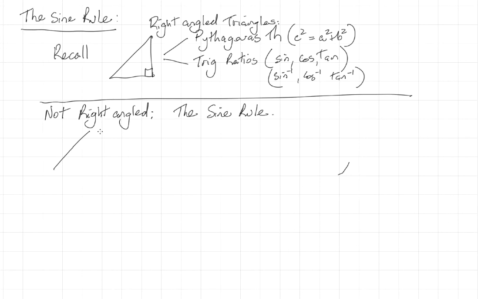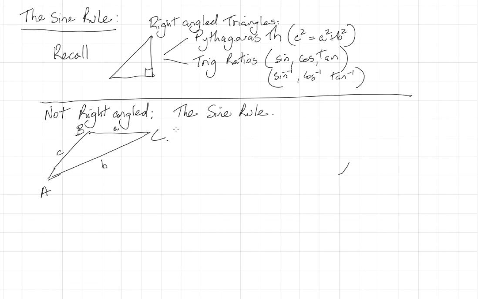Sometimes it's a bit difficult to draw a triangle that's not right angled and not equilateral and not isosceles. Anyway, there we go. So we've got A, B, and C. Clearly none of those angles are right angles. Opposite angle A, we've got side A. Opposite C, we've got side C. And opposite angle B, we've got side B, lowercase.